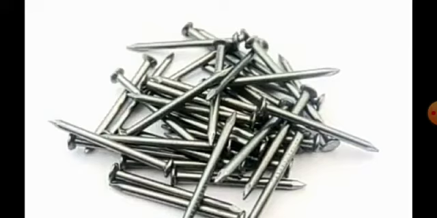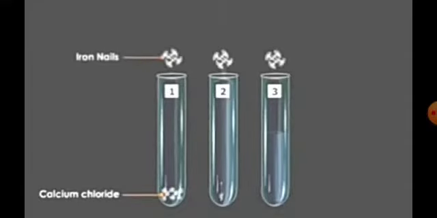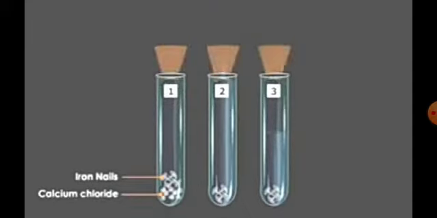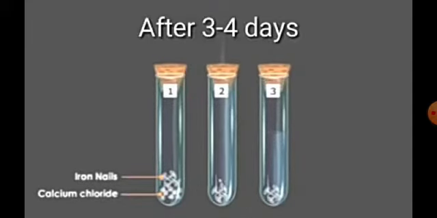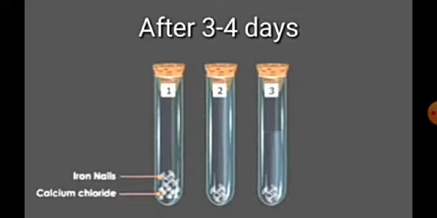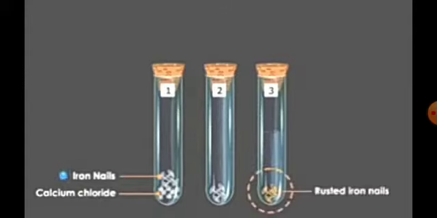Now you can see the picture of a few iron nails. These 3 to 4 iron nails are dropped in each of the test tubes, and the mouth of the test tube is closed. After 3 to 4 days, the nails are taken out and examined carefully. In the first and the second test tube, there is no change. That is, there is no rust. But in the third test tube, the nails are being rusted.